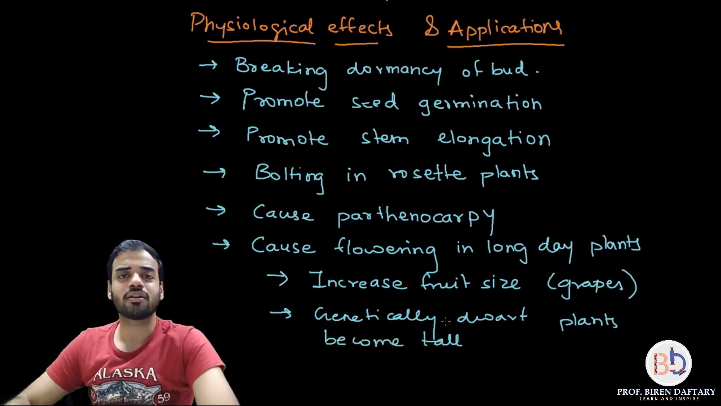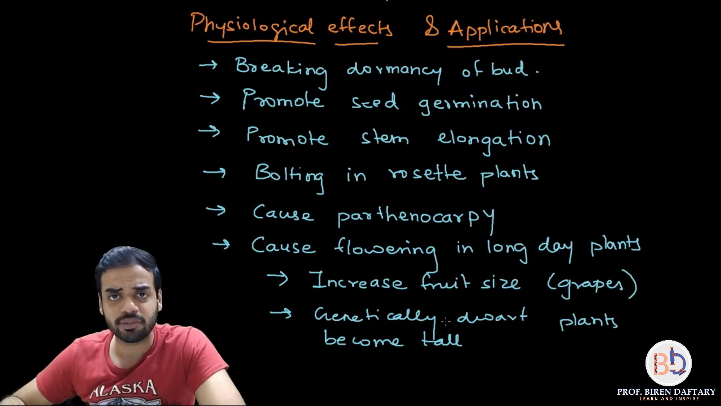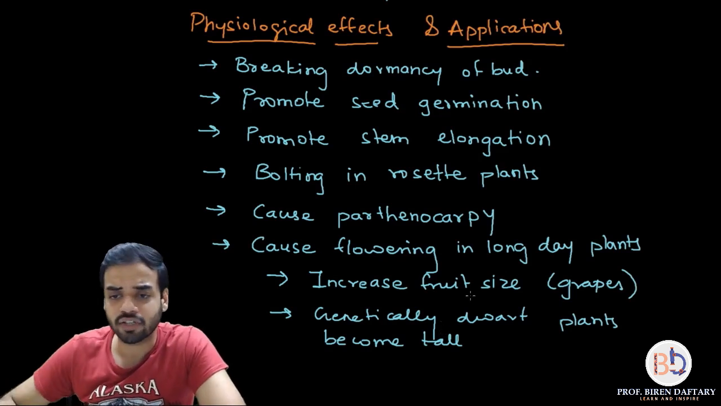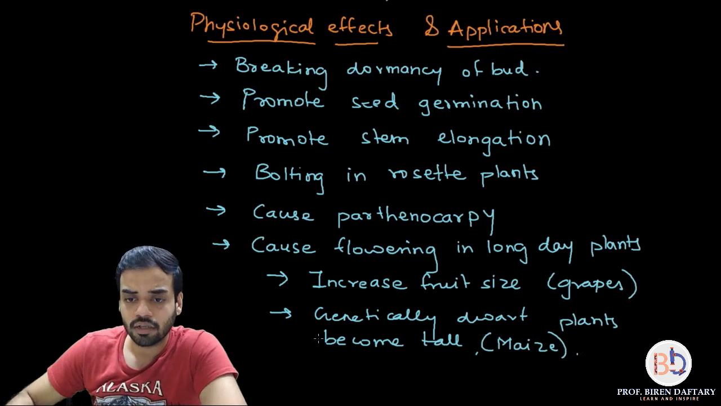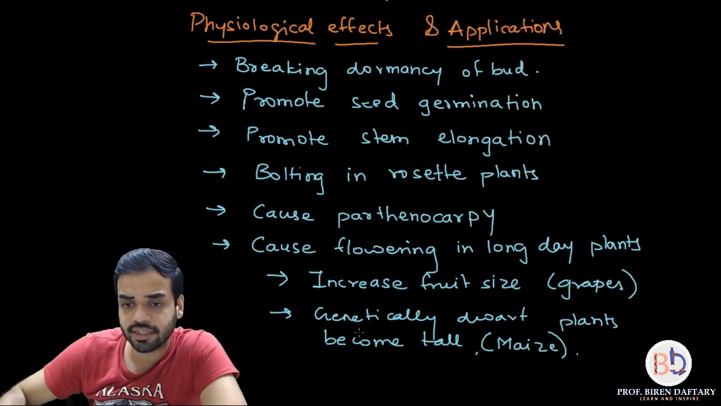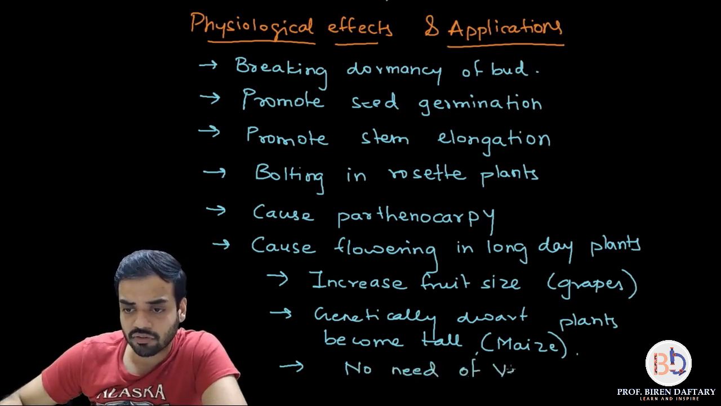Most of the applications which I am writing down are self-explanatory. Even as I write them down, you will be able to understand what they mean, but I'm going to explain all of them, don't worry. So they also help genetically dwarf plants become tall. For example, maize is a very good example. Then a very important point is that there is no need for vernalization. What is vernalization? I will explain that to you.